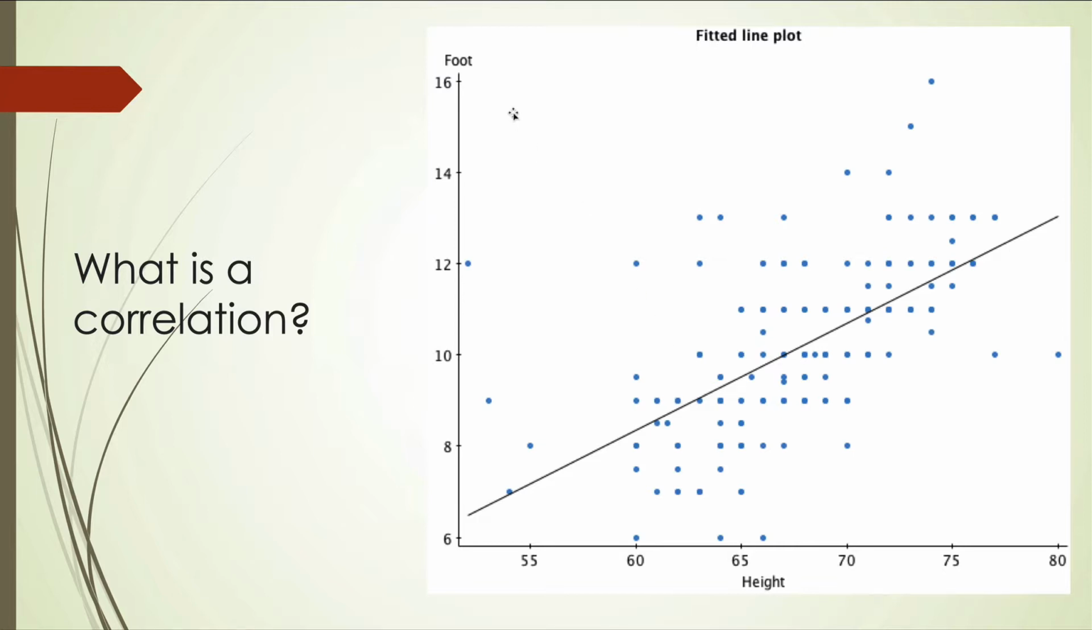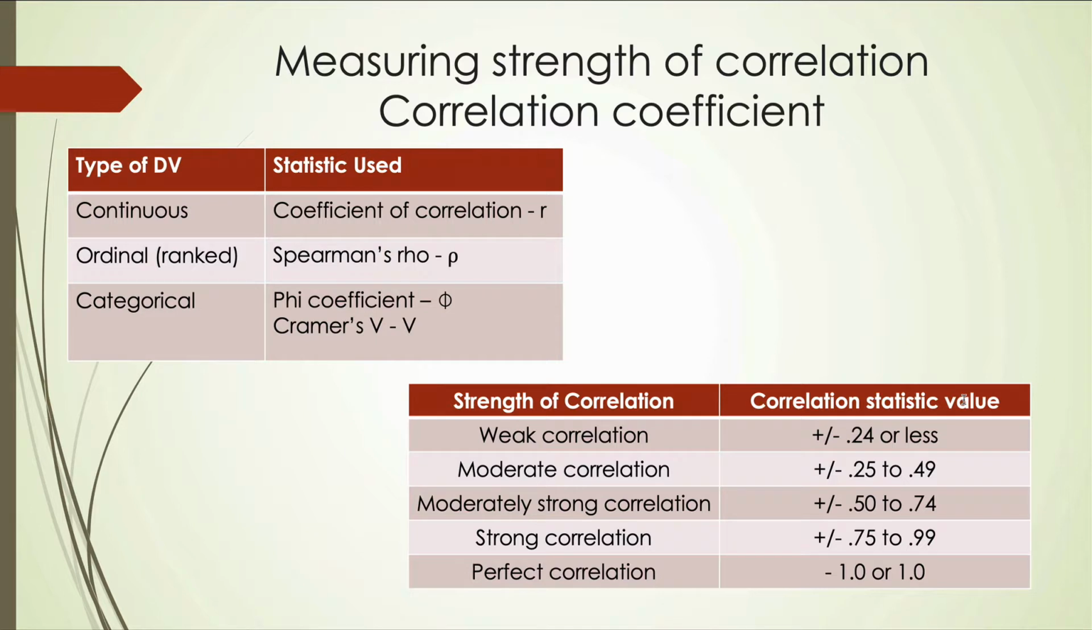If we saw the opposite, a negative line, a line going down like this, where as foot size went up, height went down, that would be a negative correlation, and therefore we would get a negative R score. So we can see on this slide here, the numbers can be anywhere from 1 to -1. The closer it is to 1, the more strength the relationship has. The closer it is to 0, the less strength it has.